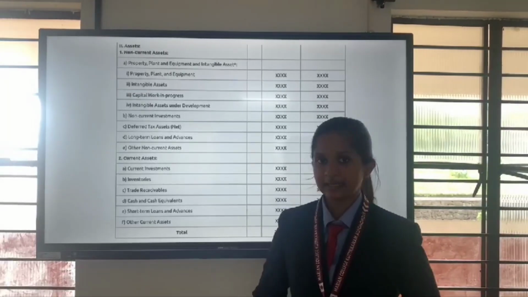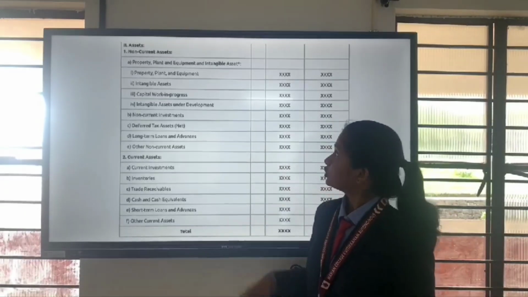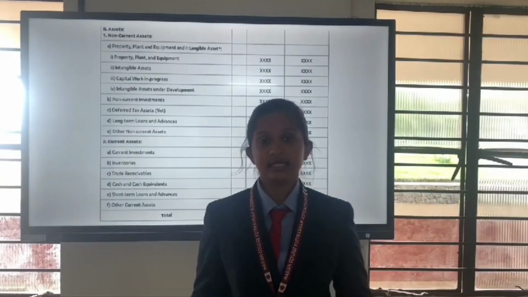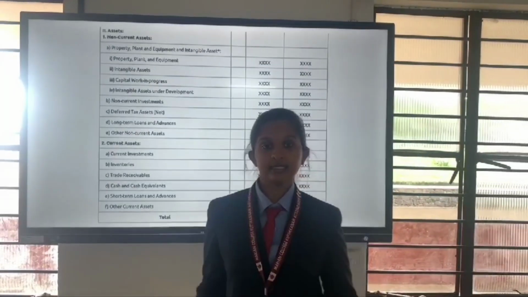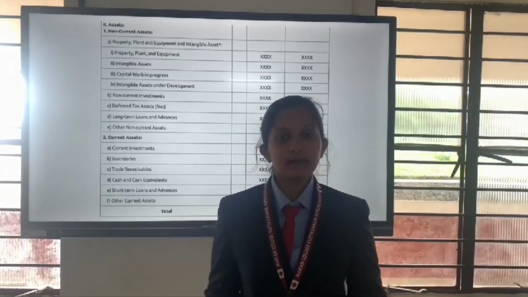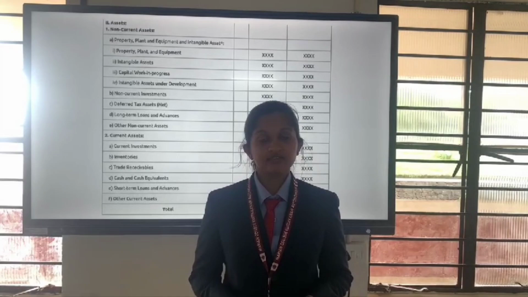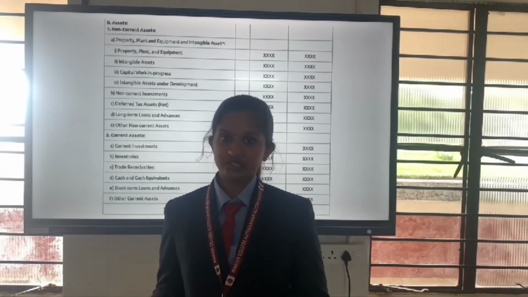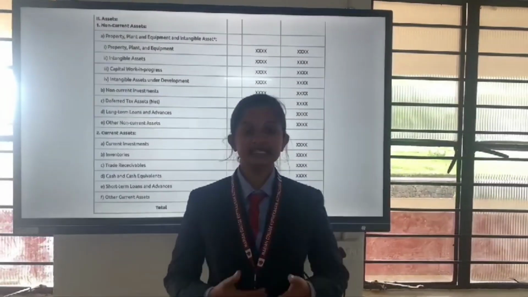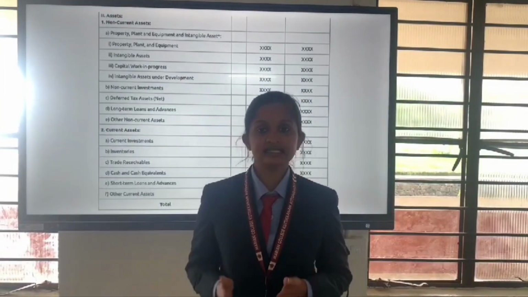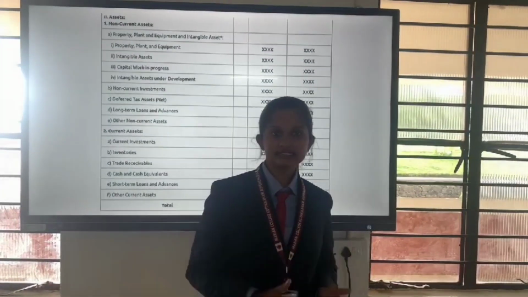We have completed the liability side and move on to the asset side. In the asset side, there are two categories, non-current assets and current assets. Non-current assets are property, plant and equipment and intangible assets. Property, plant and equipment are physical assets like buildings, machinery, etc. The next one is intangible assets: non-physical assets such as patents or trademarks.